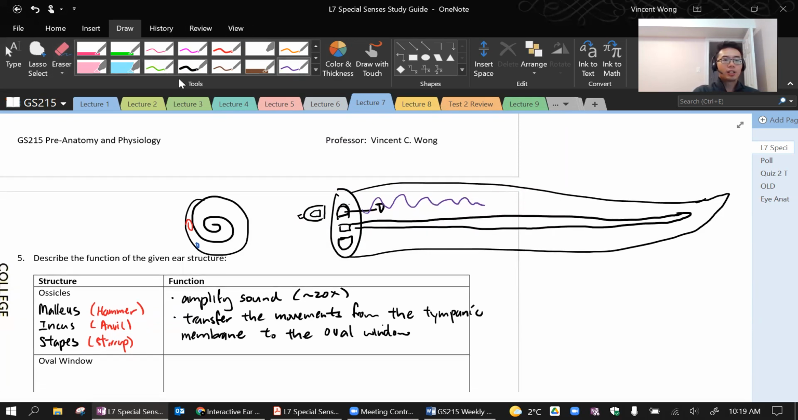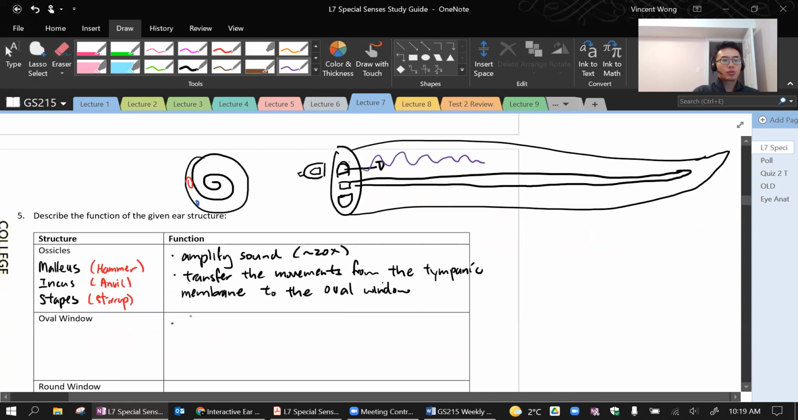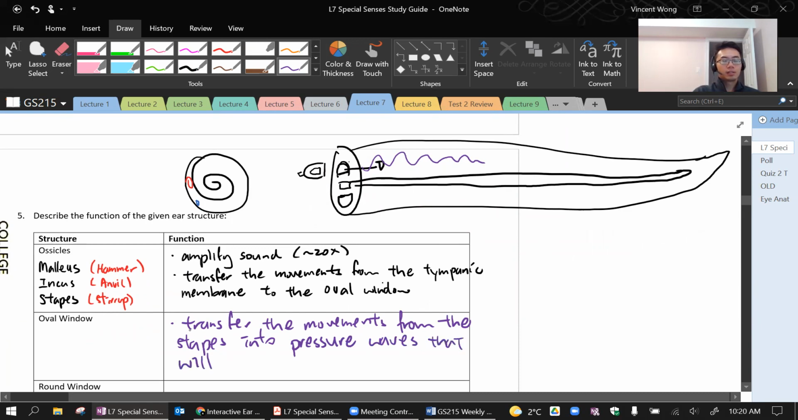So the purpose of the oval window is to transfer the movements from the stapes into pressure waves that will be transmitted in the fluid inside the cochlea. Okay.